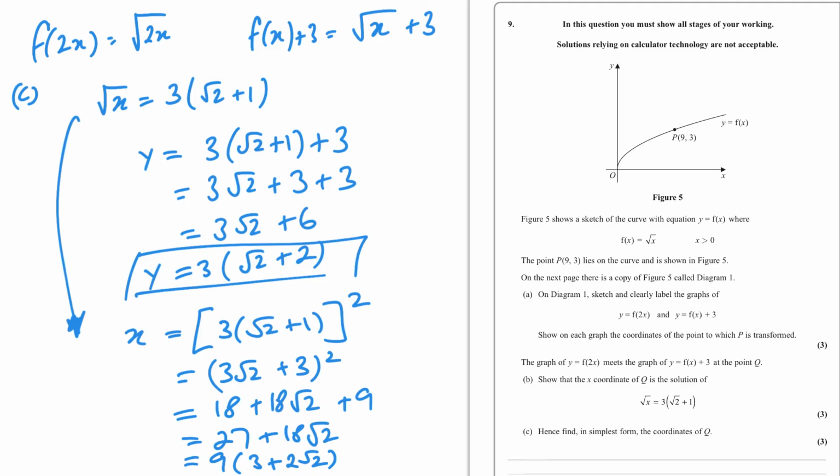So I would say that either of these now from here or the factorized should be fine for our coordinates of Q. So let's put that down. We've got Q is 9 times 3 plus 2 root 2, comma, 3 root 2 plus 2. And there are my coordinates of Q.